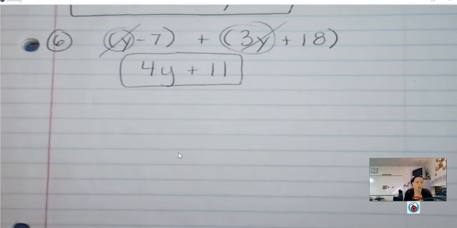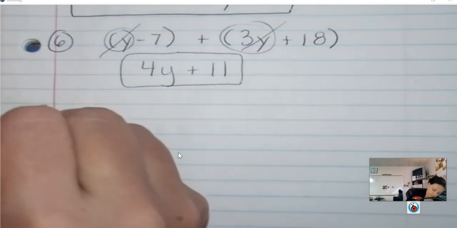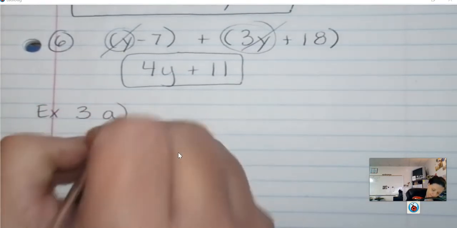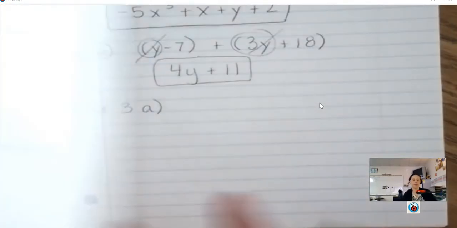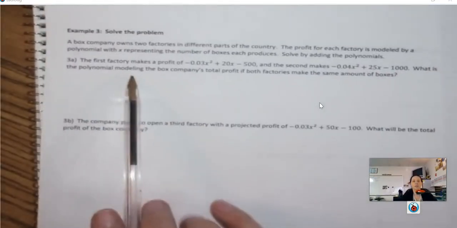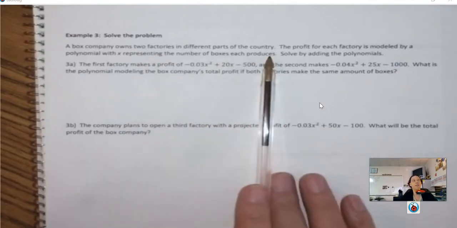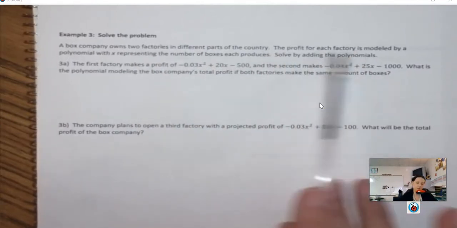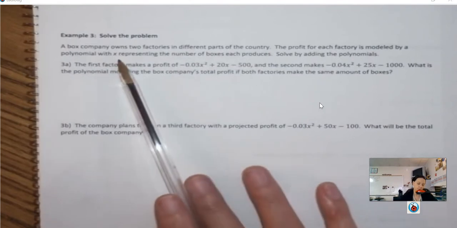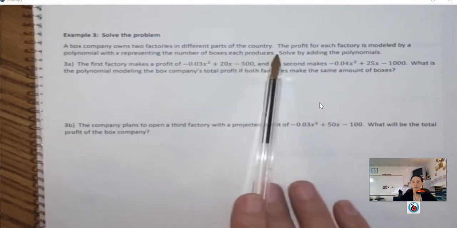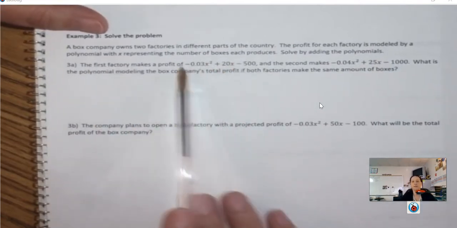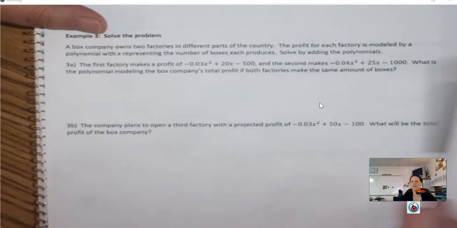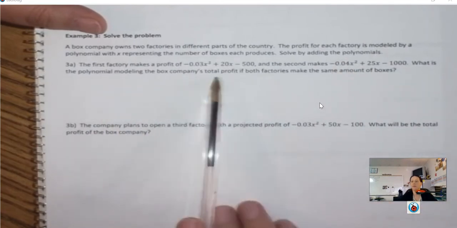Okay, last thing is word problems. Now the word problems will give you the equation. So it's very wordy, kind of a pain, but then they give you the equation. So it says there's a box company and they own 2 factories in different parts of the country. The profit for each factory is modeled by the polynomial where x represents the number of boxes they produce. Solve by adding the polynomials. So the first factory makes this profit, the second factory makes this profit. What's the polynomial for their total profit?